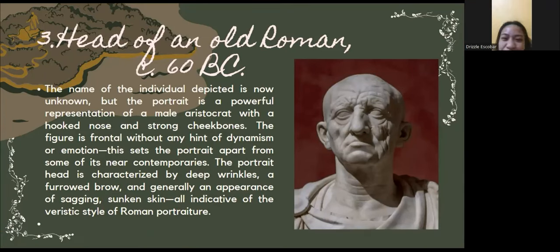So number three, head of an old Roman, 60 BC. The name of the individual depicted is now unknown, but the portrait is a powerful representation of a male aristocrat with a hooked nose and strong cheekbones. The figure is frontal without any hint of dynamism or emotion. This set the portrait apart from some of its near contemporaries. The portrait head is characterized by deep wrinkles, a furrowed brow, and generally an appearance of sagging, sunken skin, all indicative of the rustic style of Roman portraiture.